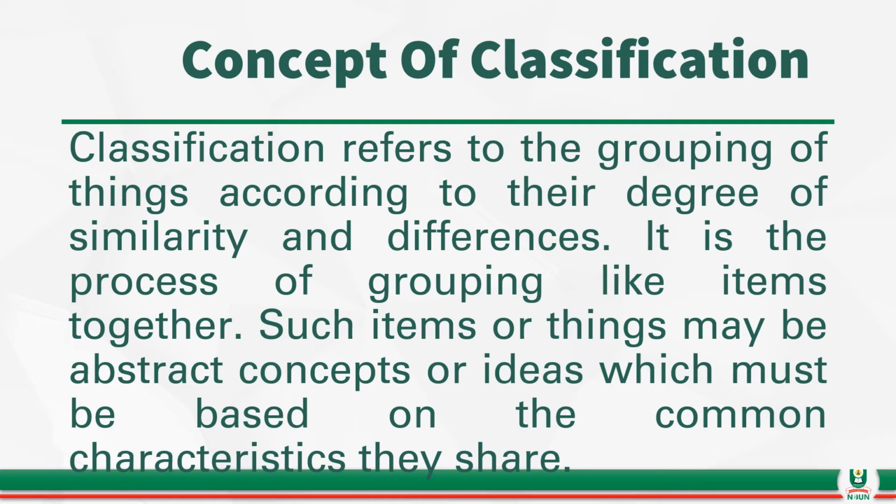What is classification? Classification can be defined as the grouping of things according to their degree of similarities and differences. It is the process of grouping like items together. Such items may be abstract concepts or ideas which must be based on the common characteristics they share.